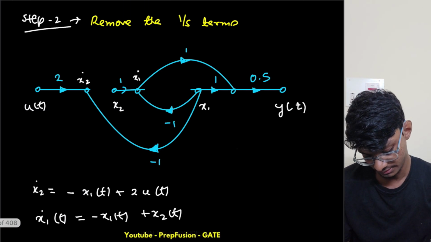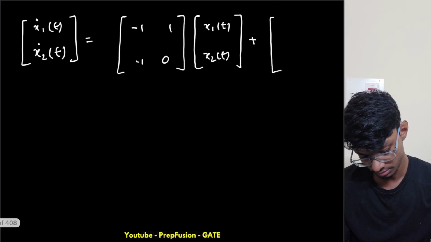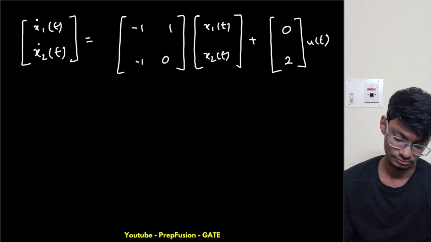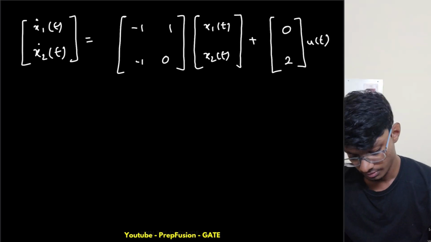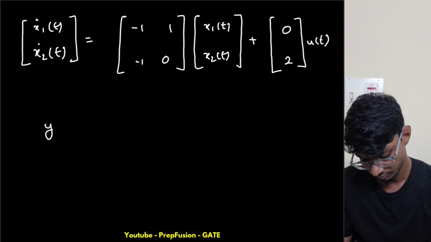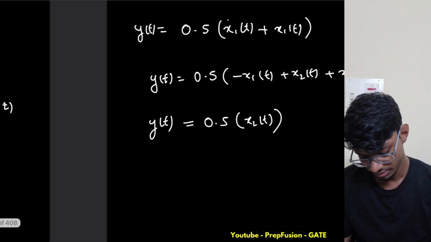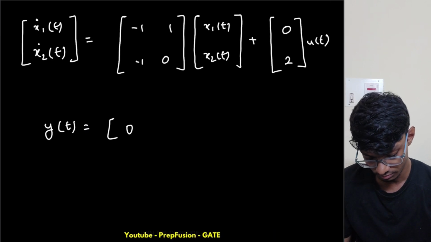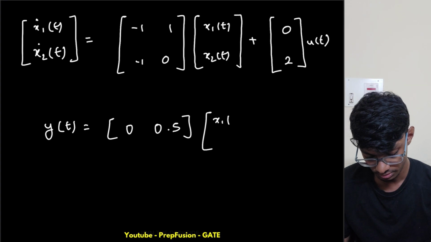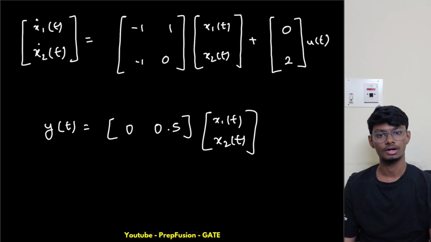This is basically 0 0 2, right? 0 2 basically, yeah. Zero 2. Okay, so yeah, this is 0 2. Now basically let me write the output equation. The output equation is basically 0 0.5, and this is x1 of t and x2 of t. Okay, this is my output equation.